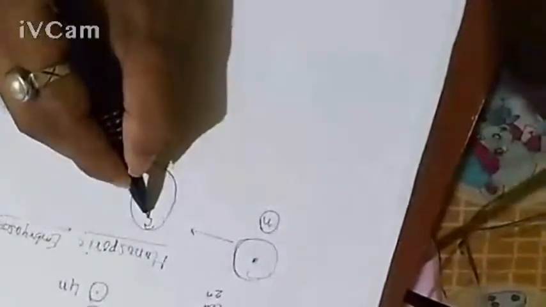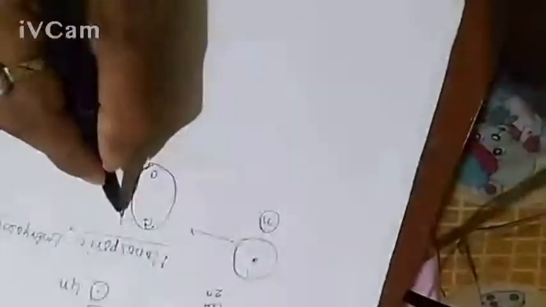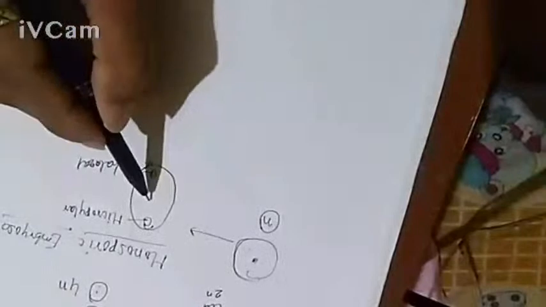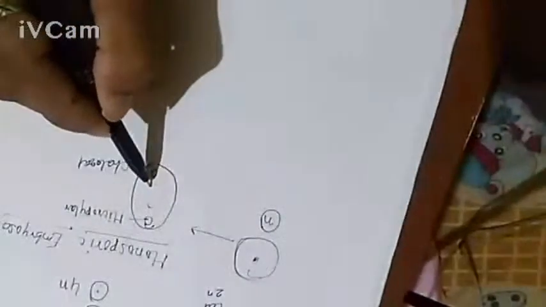Here the nucleus divides and forms two nuclei. This is the micropylar one, and this portion is the chalazal one. They are separated from each other by a large vacuole.